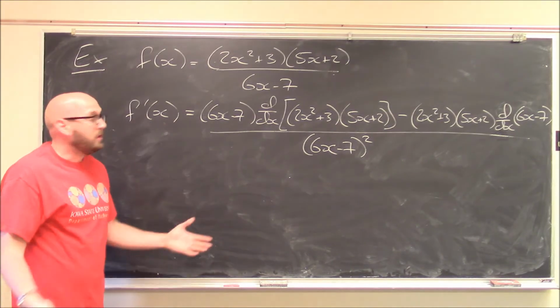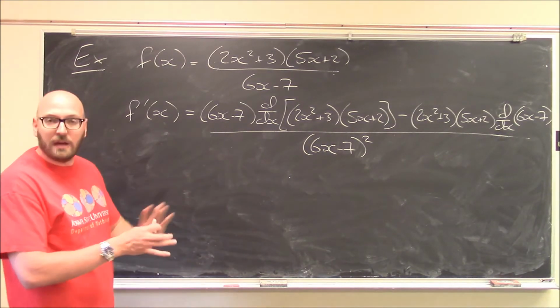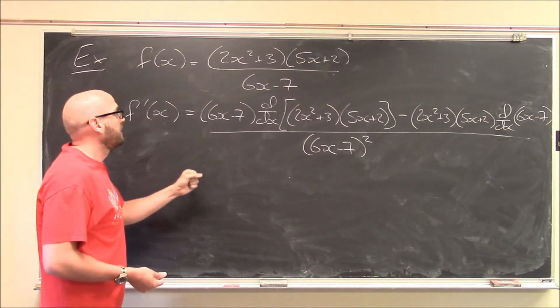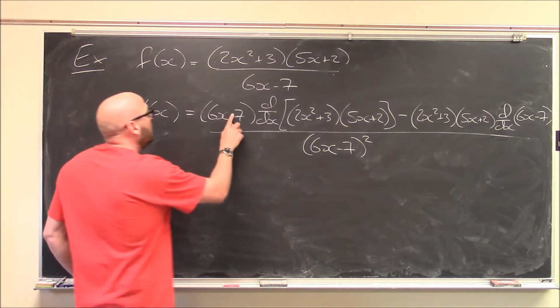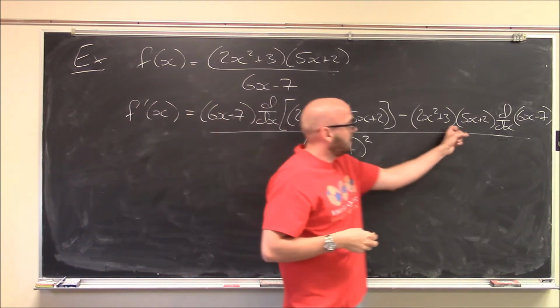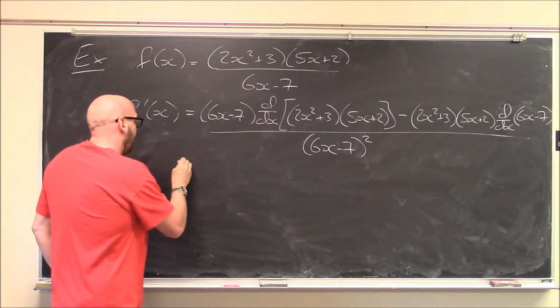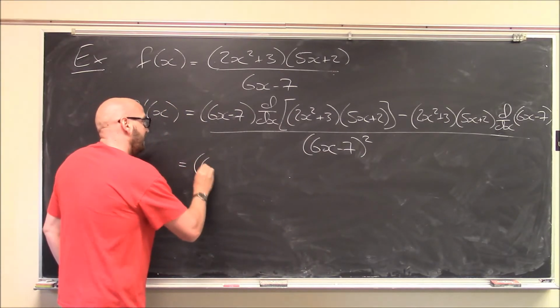Alright, so we've written down what the form of the derivative should be using the quotient rule, but again, we haven't done any derivatives. We haven't actually differentiated anything. We haven't done calculus. We've just written down the form. It's the bottom times the derivative of the top minus the top times the derivative of the bottom, all over the bottom squared. Now we're going to do some calculus.